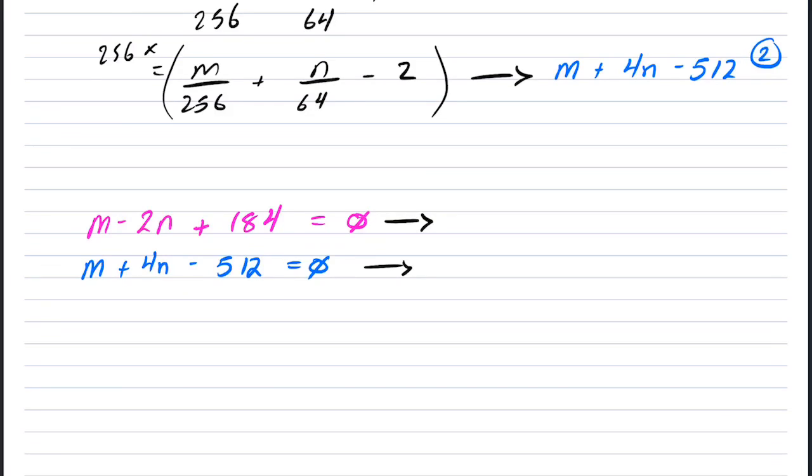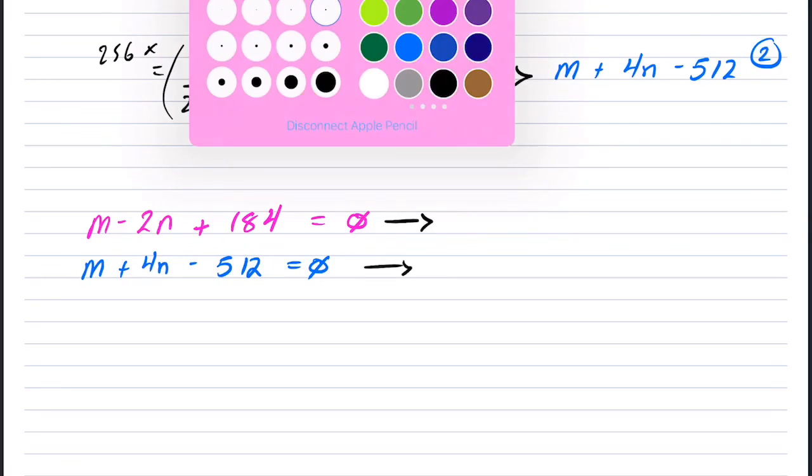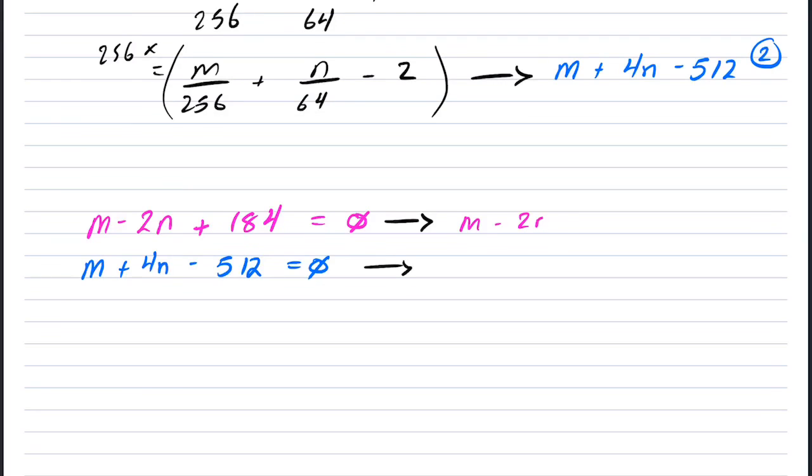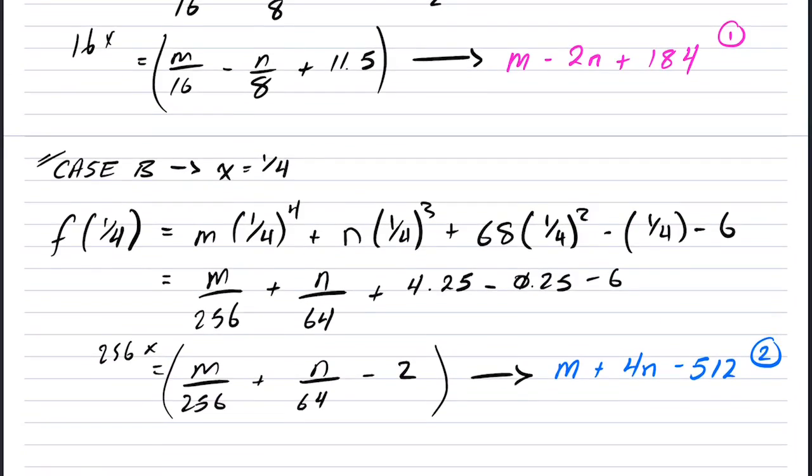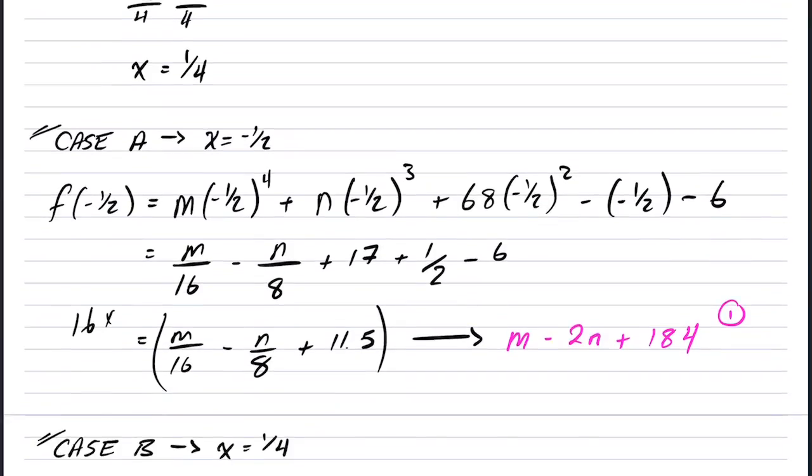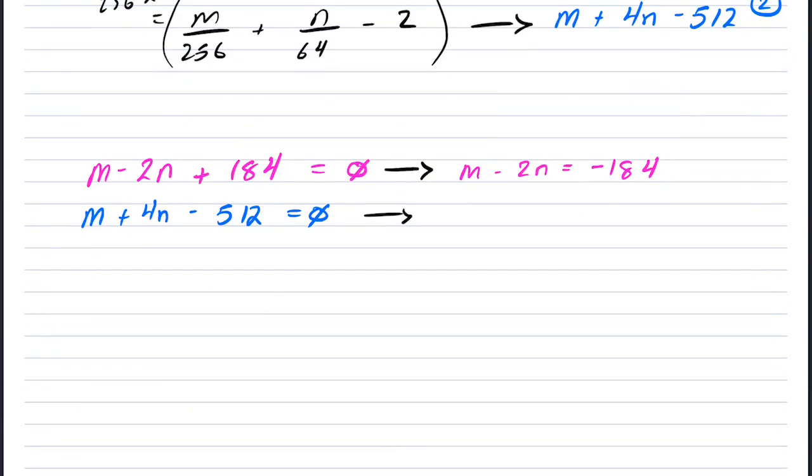Okay. I'm just going to rearrange it so that I have the constants, these numbers right here, on the other side of the equation. So we're going to have m minus 2n equals negative 184. I did write that down right. Yep. And over here we have m plus 4n equals 512. Okay.